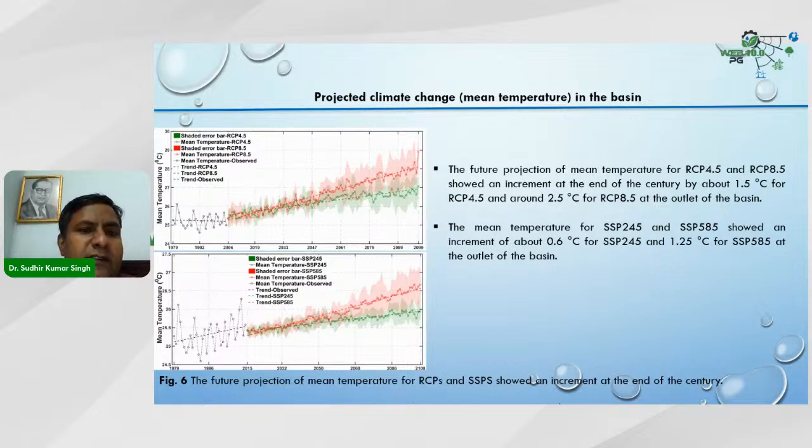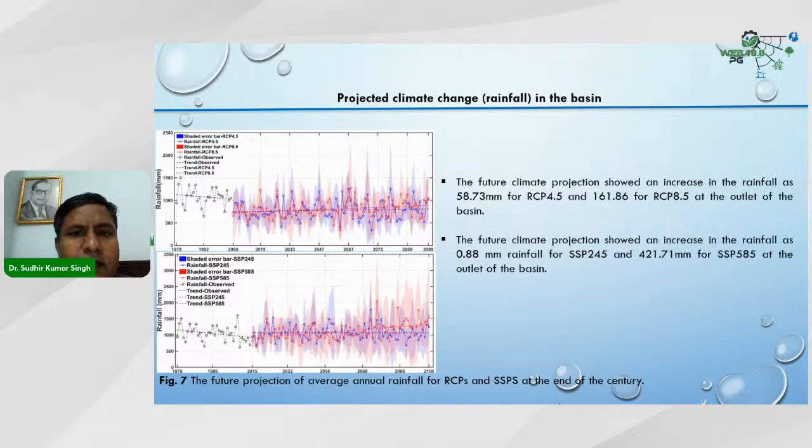Probability, it is not 100% sure, but there may be a probability that the temperature may be increasing because of the greenhouse gases we are emitting in the atmosphere. So here is the projected change in the rainfall. If you are considering RCP 4.5, there is an increase of around 58.73 mm annually, or if we are considering RCP 8.5, then there is a 161.86 mm increase, correct?